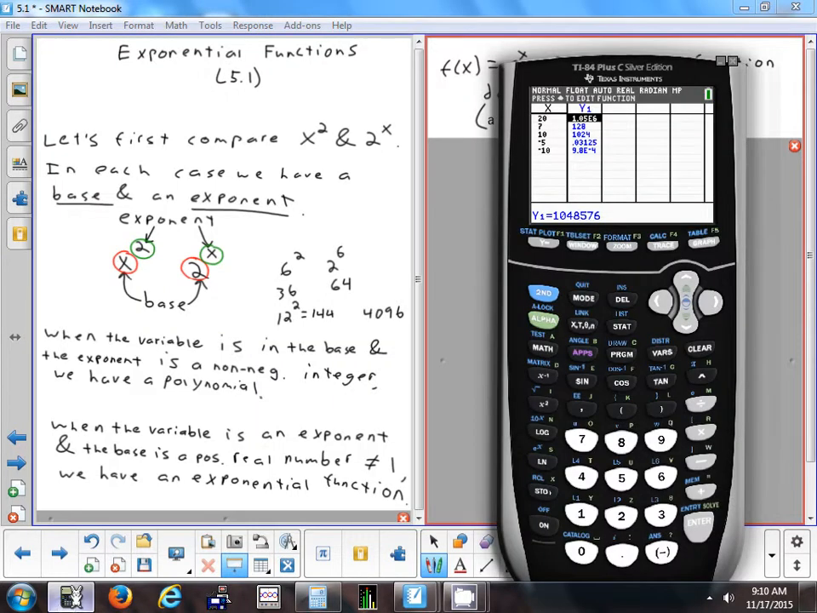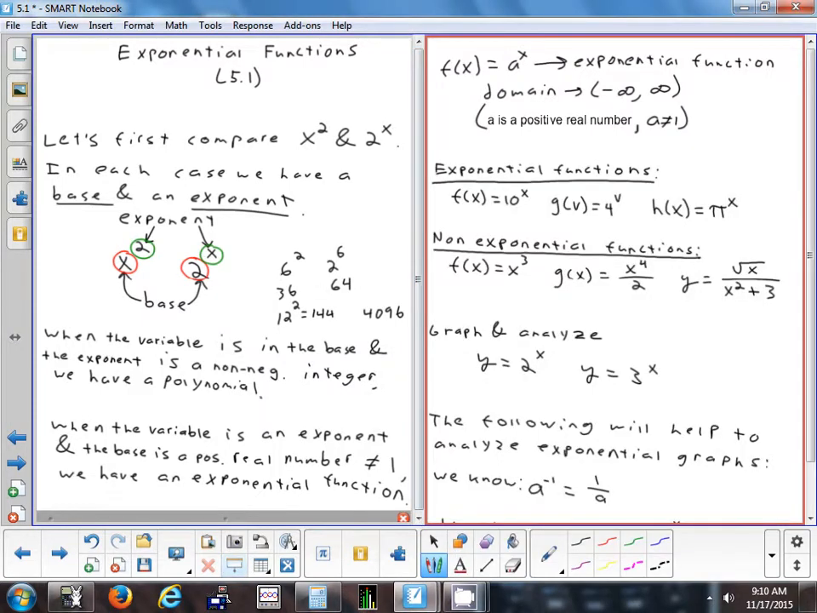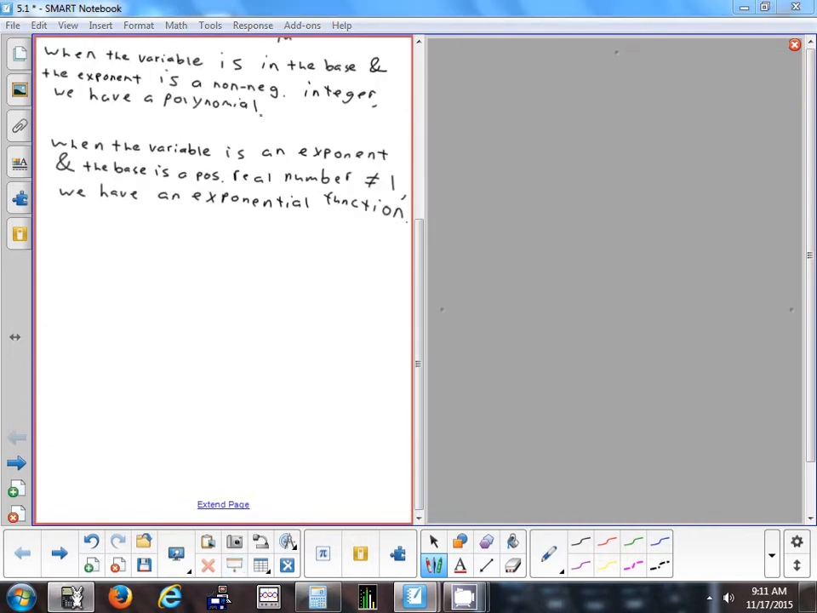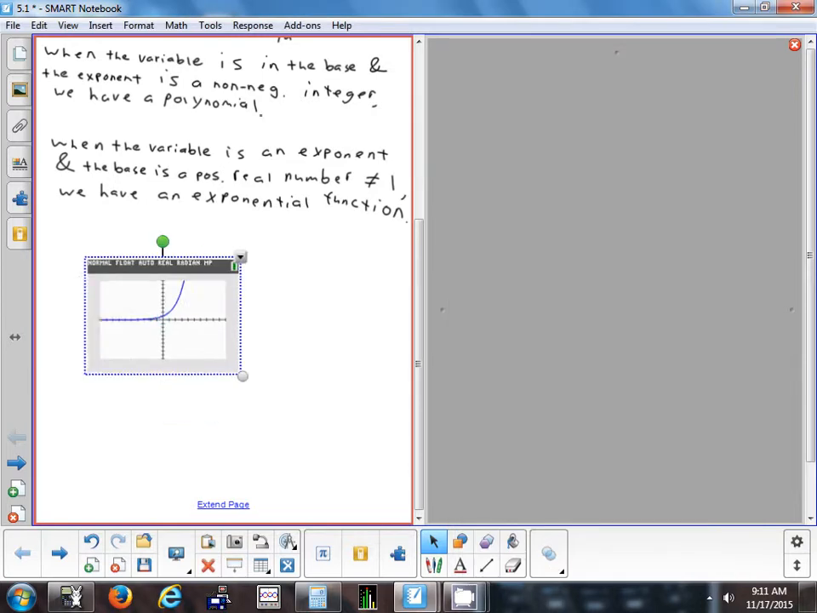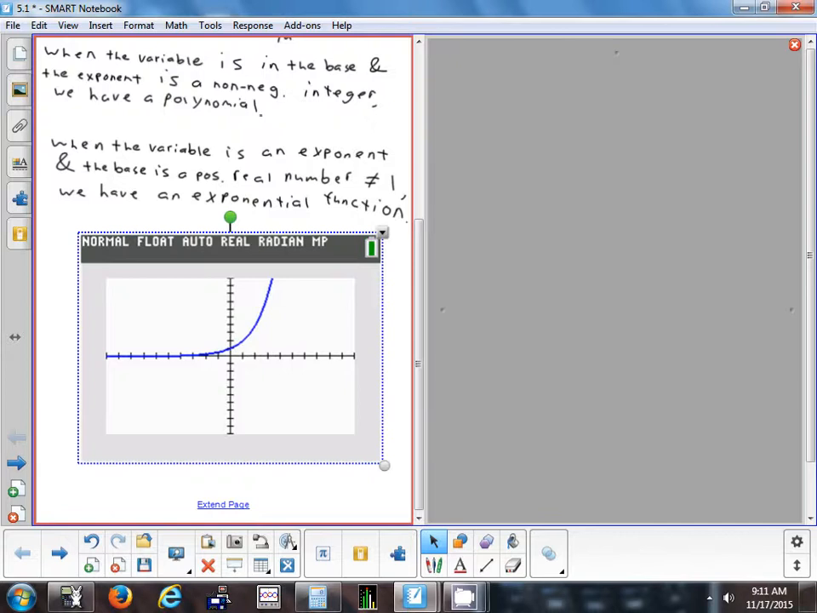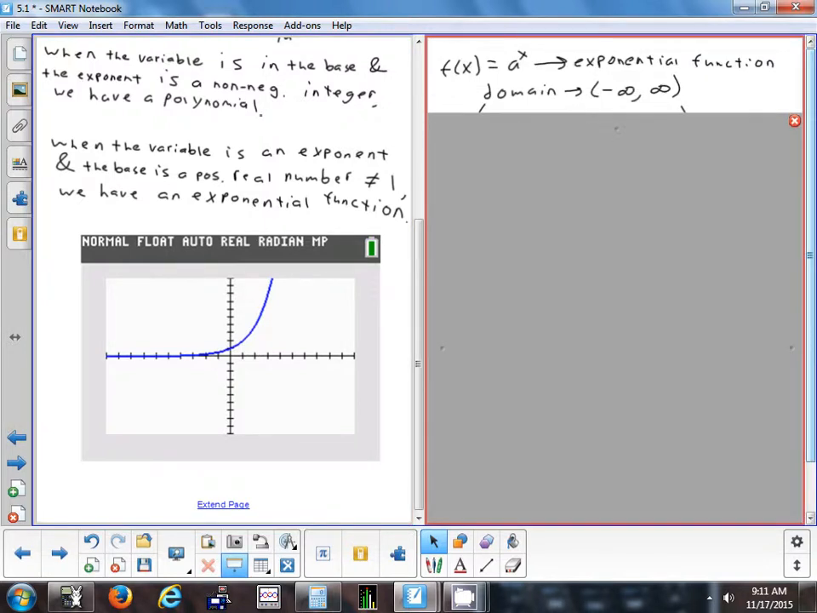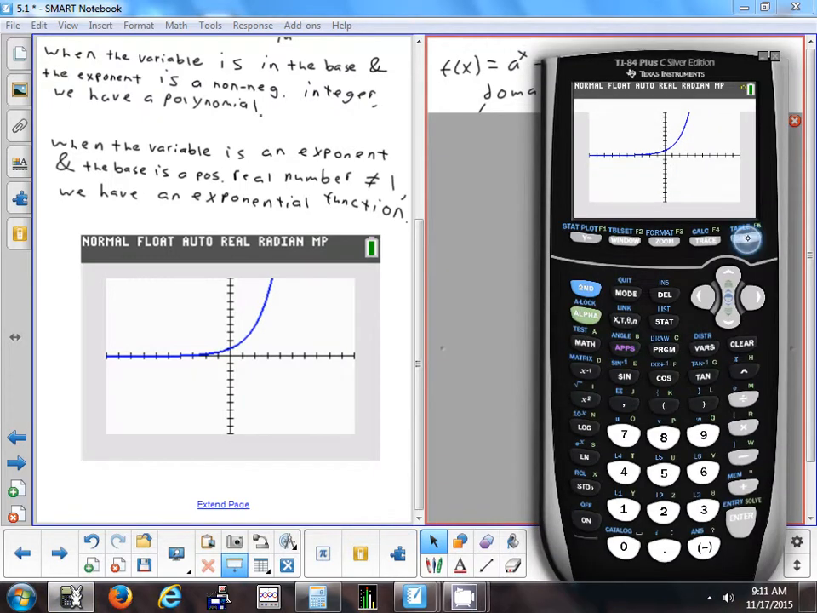How about the range? Let's go like this. How high and low does it look like that function goes? Yep, Tommy Lee? Greater than 0, yeah. 0 to infinity. It's actually going to be everything greater than 0 to infinity. It'll never reach 0. The farther and farther to the left that you go, the closer it gets.